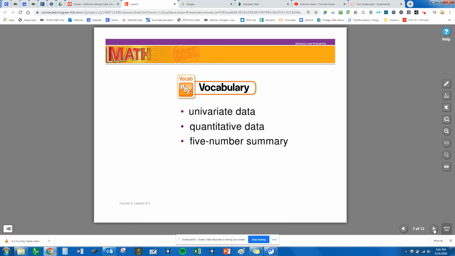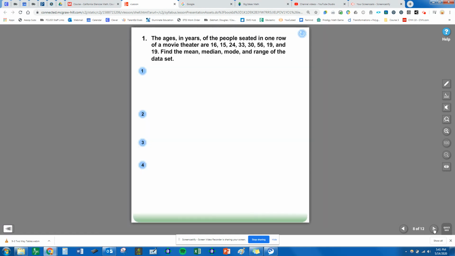All right, so let's begin. Here's an example. We've got the ages of people in movie theaters, and they might just be analyzing who's coming to this movie, 16, 15, and so on. Some of the ways we break down univariate data are mean, median, mode, and range. So let's do the mean first. The mean is the average.